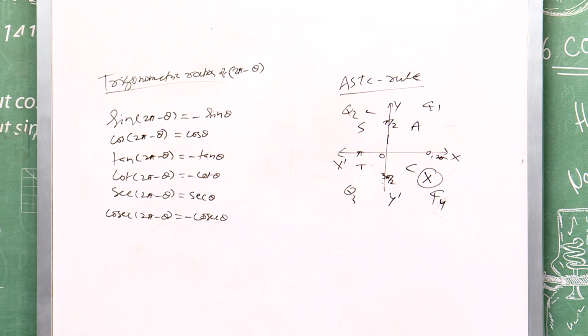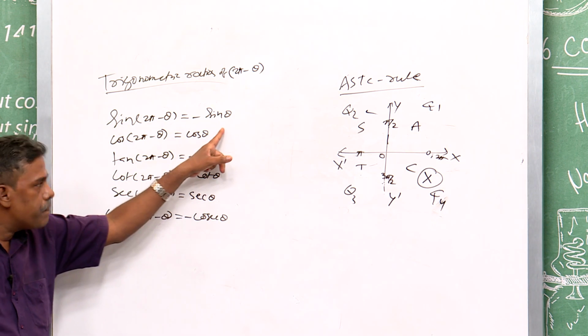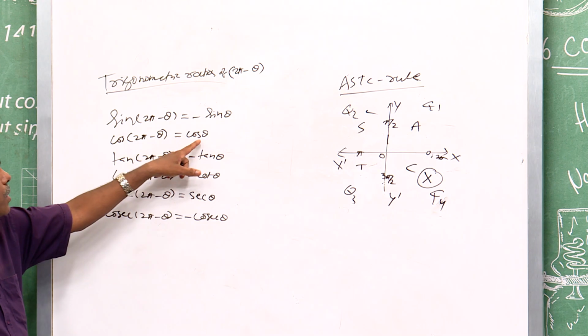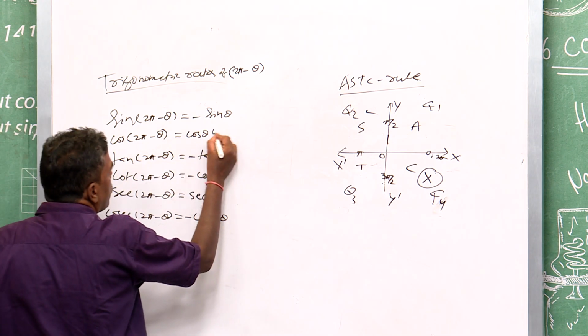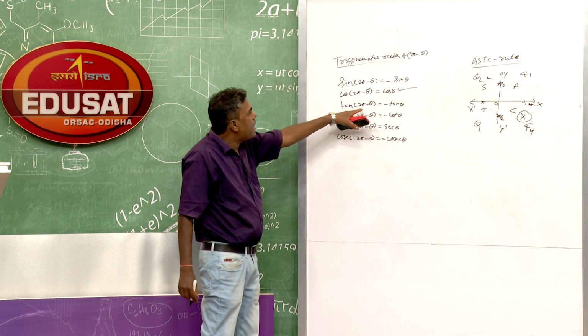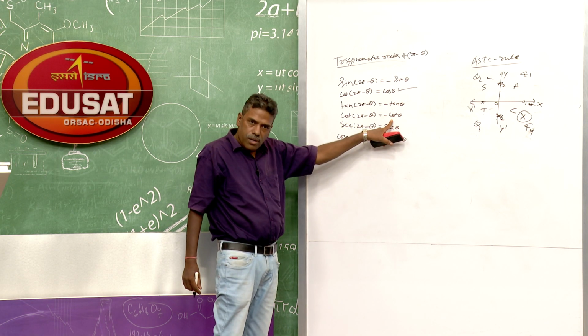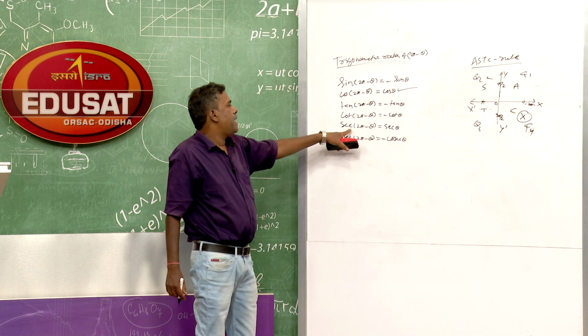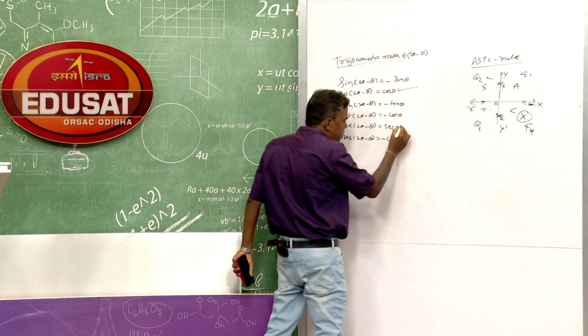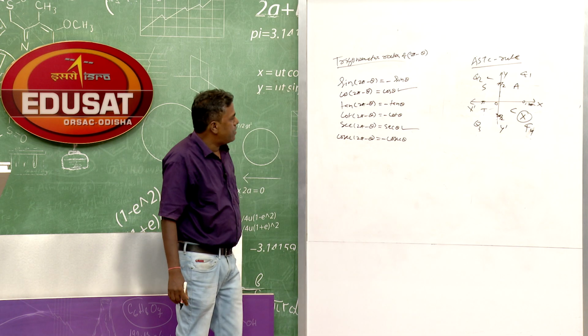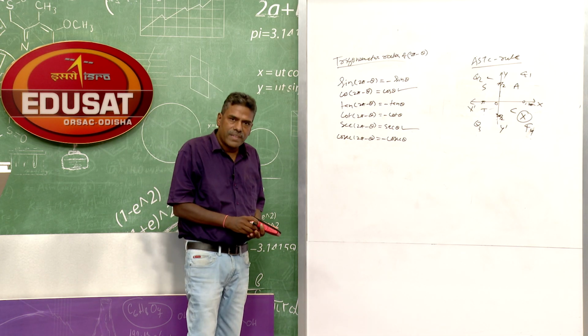So, since 2 pi minus theta is an angle in quadrant 4, in quadrant 4 cos and sec are positive, others are negative. So, sin of 2 pi minus theta is minus sin theta, cos of 2 pi minus theta is equal to cos theta, that is positive, tan of 2 pi minus theta is equal to minus tan theta, cot of 2 pi minus theta is equal to minus cot theta, sec of 2 pi minus theta is equal to sec theta, that is positive, and cosec of 2 pi minus theta is equal to minus cosec theta.